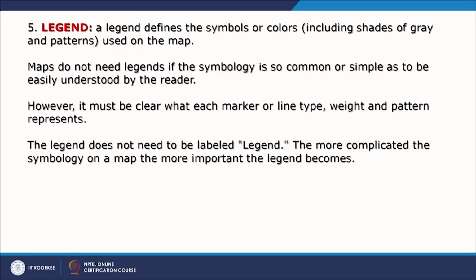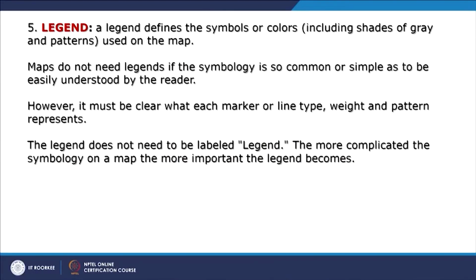Because for many geological representations like thrusts or faults, we use different symbols along a line. So these things must be taken care of. If it is a north dipping thrust, then the arrow or the triangle should be indicating towards the north. And the legend does not need to be labeled "legend". There is no need because it is already there. So the more complicated the symbology on a map, the more important the legend becomes.